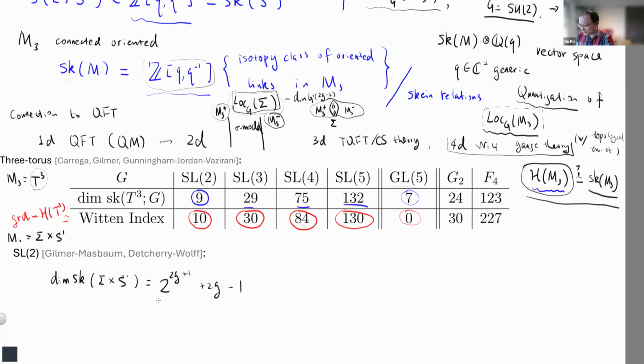This formula has some terms. There is this kind of term, 2^(2g+1). That's something that physicists like to see, because this is actually the partition function of a 2D TQFT. Basically, in this case, it's a Z2 gauge theory.